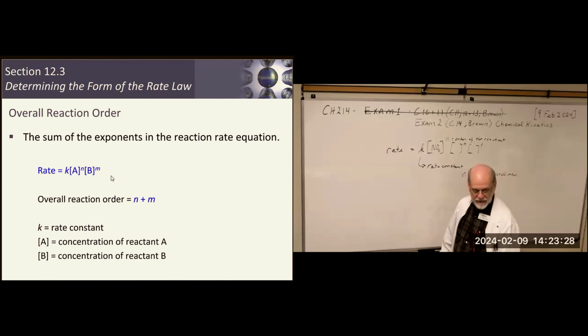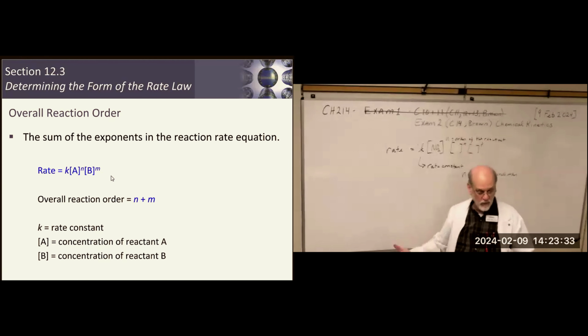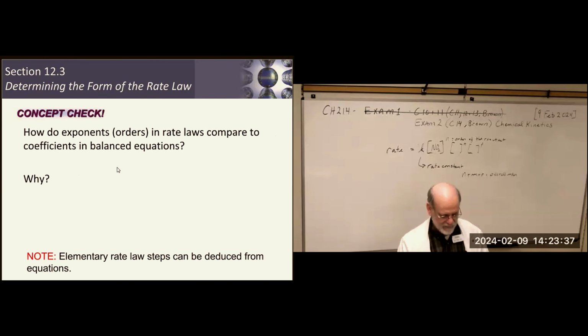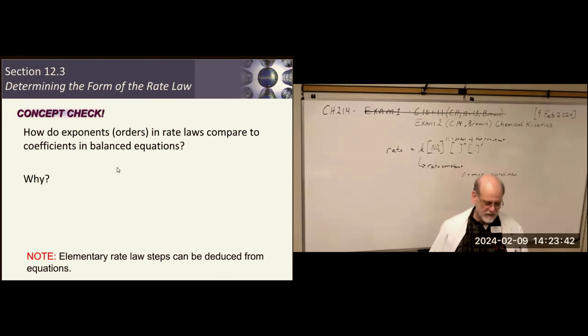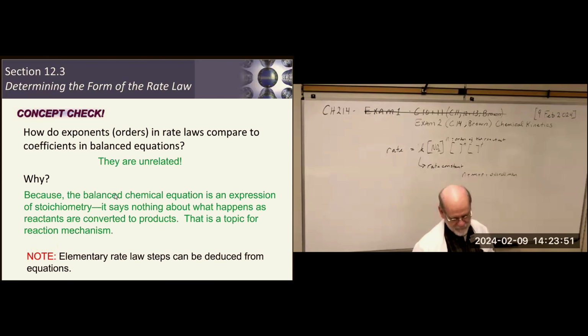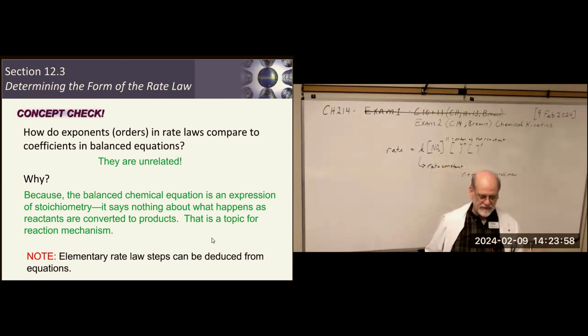That's where we're interested, where we don't get any reverse reactions. Okay, I already did this slide. Overall reaction, the order, just add up the individual orders, and that's the overall order for the reaction. So just check, how do the exponents or orders in a rate law compare to the coefficients in a balanced equation? They don't. They're not related at all. The balanced equation is an expression of stoichiometry. It doesn't say anything about how fast it takes the reactants to get to the products.